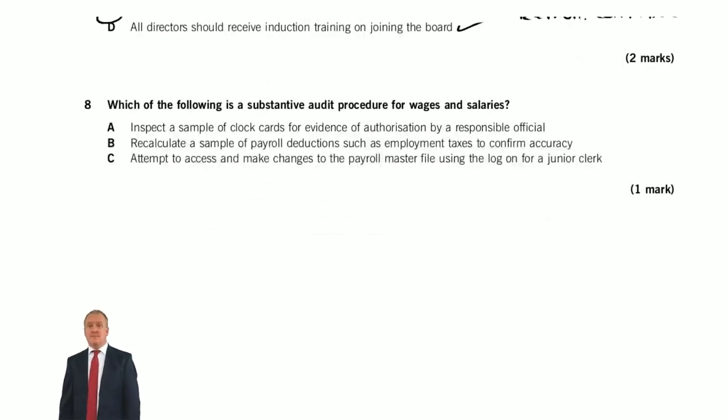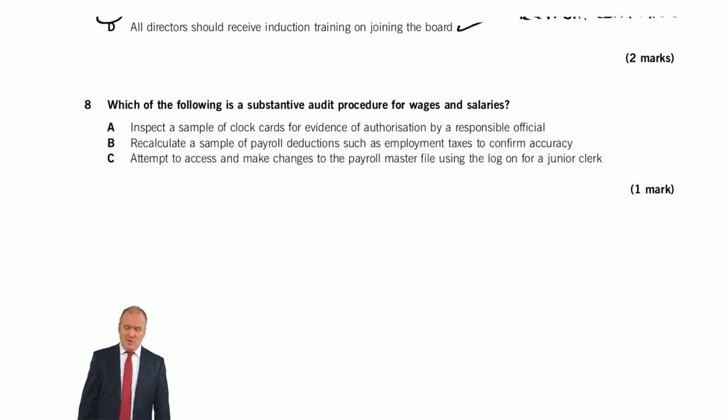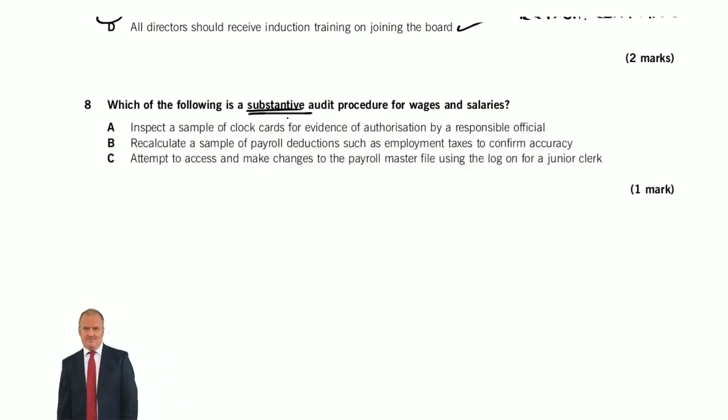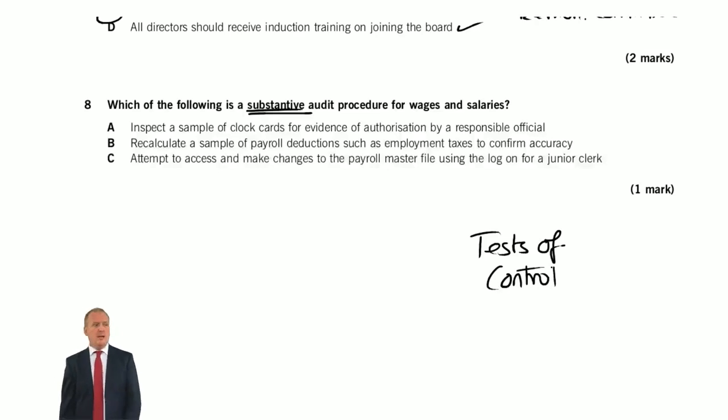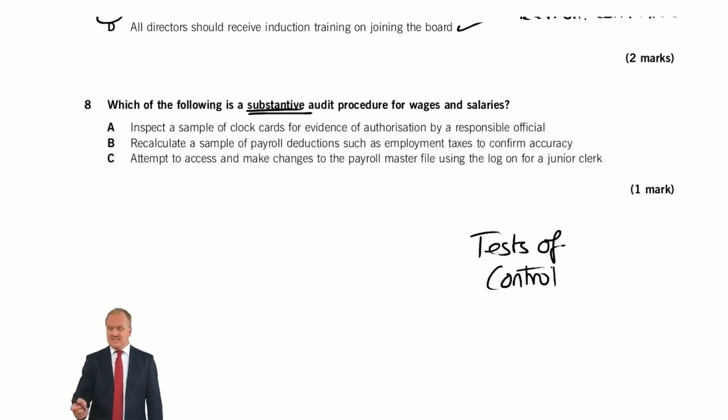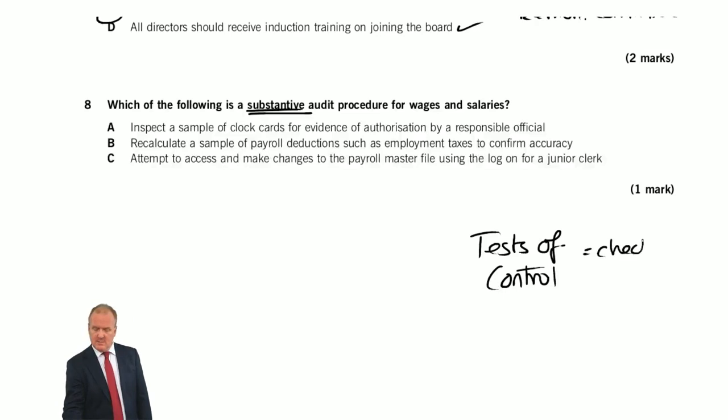I said number 6 is important. Number 8 is also very important. It's not just that it's worth a mark. It's the fact that understanding this will help you get good marks on the long questions as well. Which of the following is a substantive audit procedure? So guess what the other two are going to be? This is testing if you can spot the difference between tests of control and substantive. Tests of control, check, process.